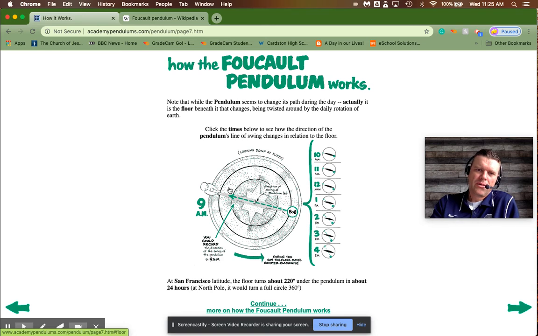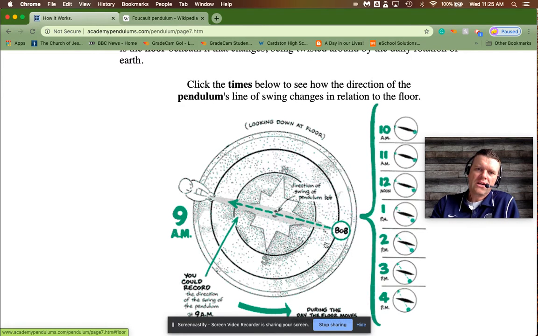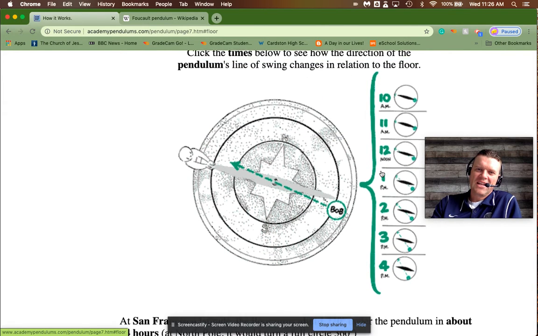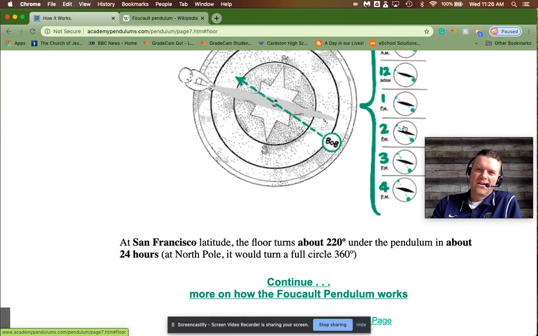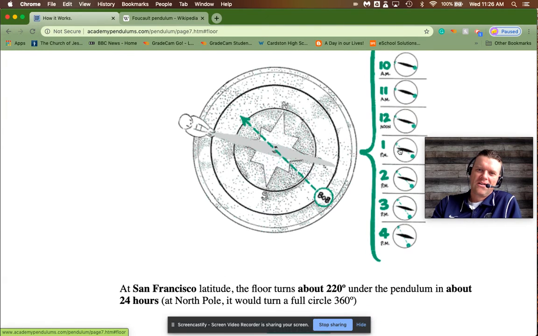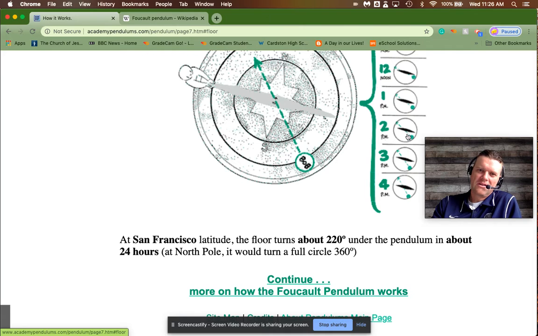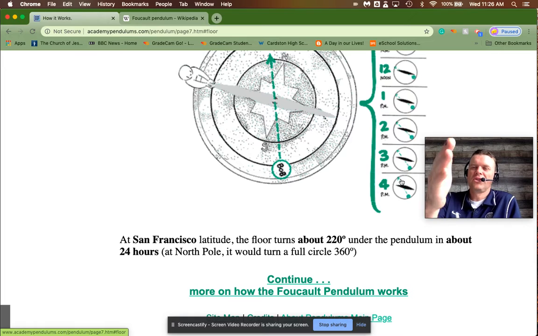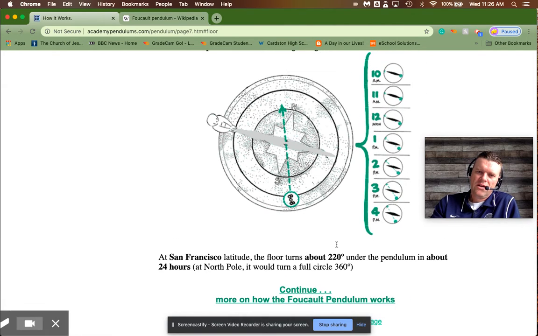Okay, so we're looking here at a bird's eye view. We're looking down at the floor, and he gets his pendulum swinging in this direction at, say, 9 o'clock in the morning. So the pendulum goes back and forth like this. But at 10 o'clock in the morning, it looks like this. And 11 o'clock, it looks like this. 12 o'clock, 1 o'clock, 2 o'clock. You guys get the idea. As time progressed, the pendulum swung in a different plane relative to the floor. In fact, it goes through about 220 degrees in 24 hours. That's at San Francisco latitude.